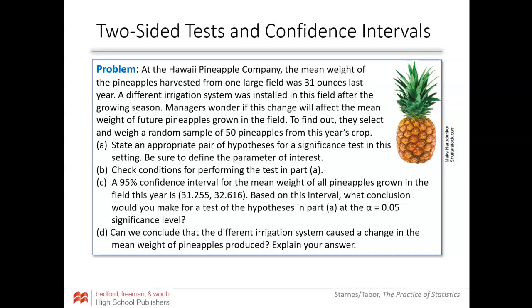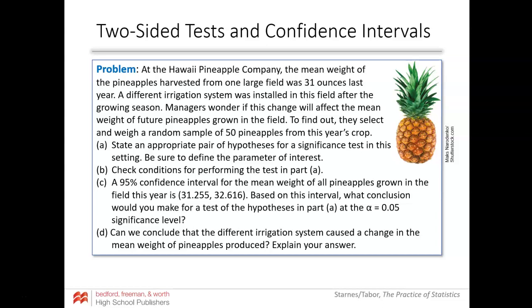And they want to know if it had an impact and changed the size or the weight of the pineapples. So typically the mean of the pineapples, if I remember from the other problem, was 31 pounds. That doesn't sound right. 31 pounds is a huge pineapple. 31 ounces? I don't know. 31 something. I remember the number 31.